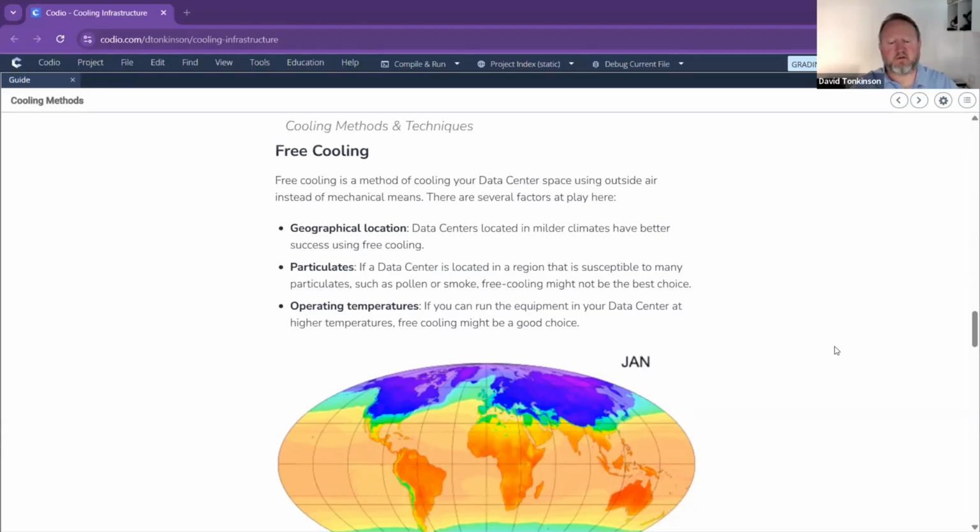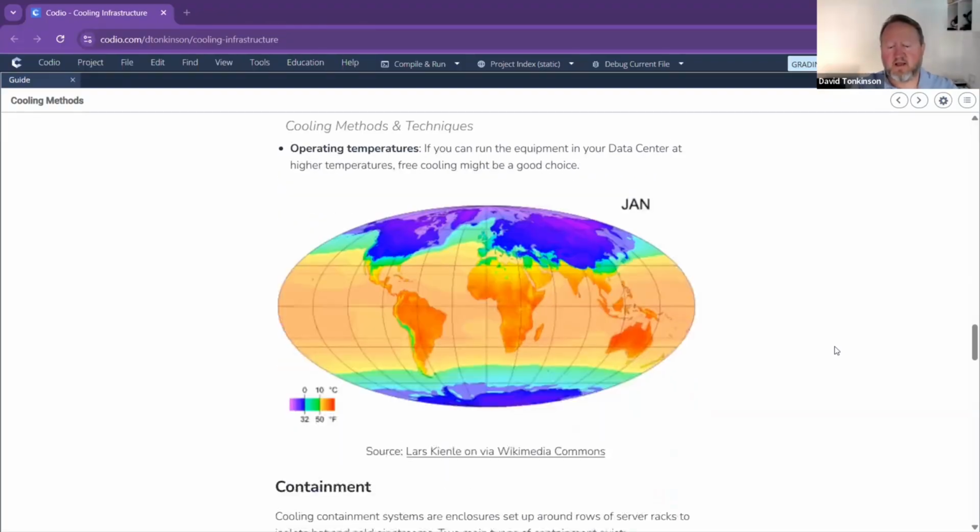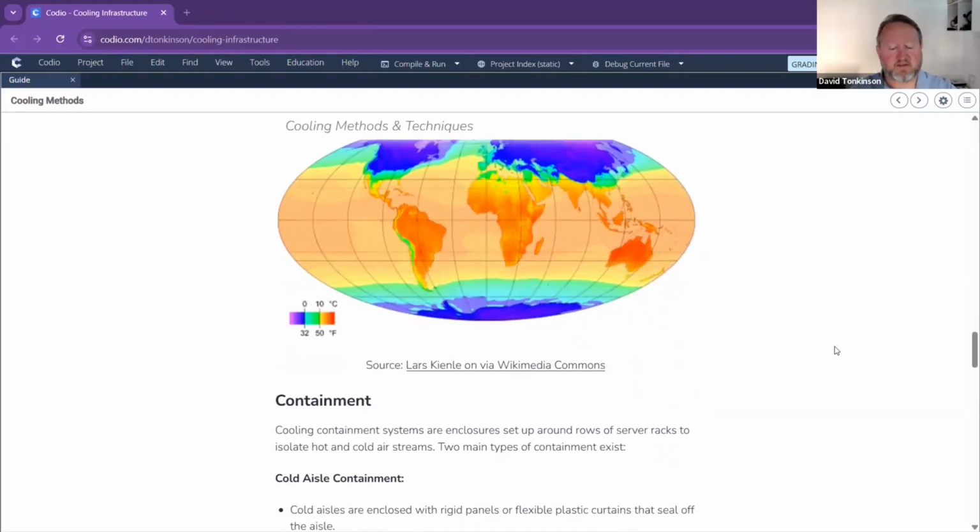Again, it's all about making sure that your operational temperature is right. If you can run your equipment at the data center at a higher temperature, then free cooling might be a good choice because you have to spend even less on it. So if you can keep your data center in the right location where your operating temperatures are within scope, then you could say, well, I don't actually need any air conditioning. Oh, horrible thought for me. No air conditioning. So that's the important thing.